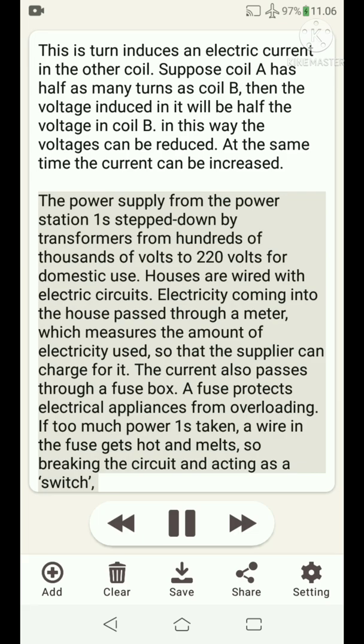Electricity coming into the house passes through a meter, which measures the amount of electricity used, so that the supplier can charge for it. The current also passes through a fuse box. A fuse protects electrical appliances from overloading. If too much power is taken, a wire in the fuse gets hot and melts, so breaking the circuit and acting as a switch.